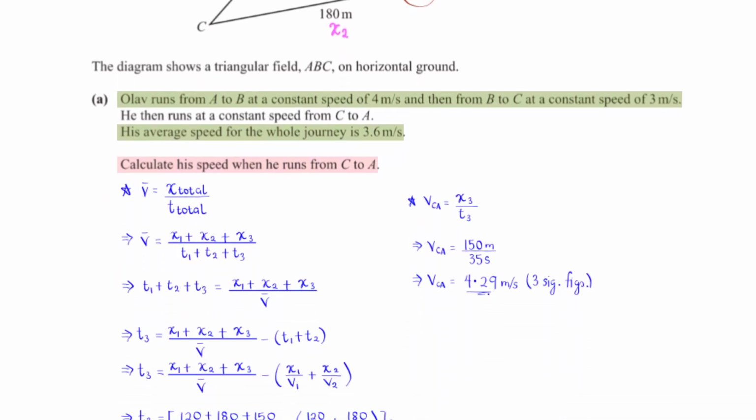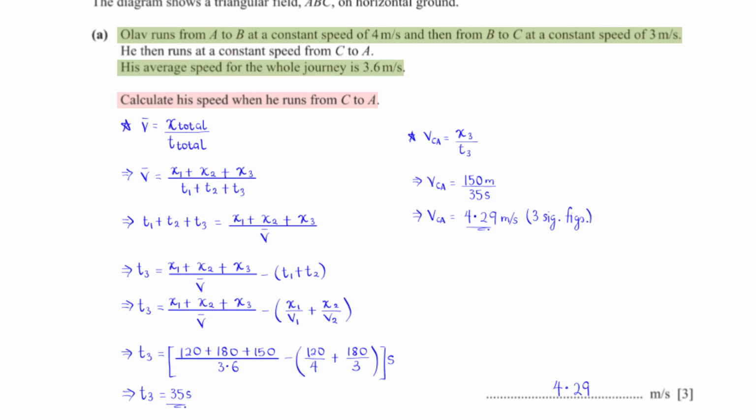We've been given Olaf's average speed for his entire journey, and this is equal to the total distance he traveled, which is x1 plus x2 plus x3 divided by the total time duration, which is t1 plus t2 plus t3. T3 is the time duration from C to A, and so we need to make this the subject of the equation. This gives us T3 equals the sum of x1, x2, and x3 divided by the average speed, minus T1 plus T2. T1 is x1 over v1 and T2 is x2 over v2.